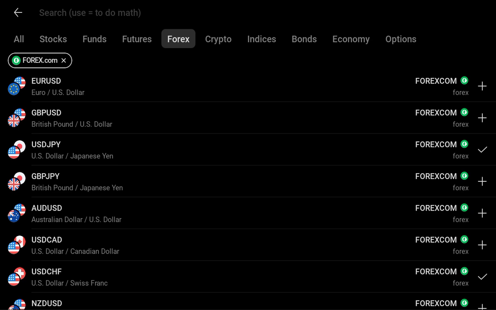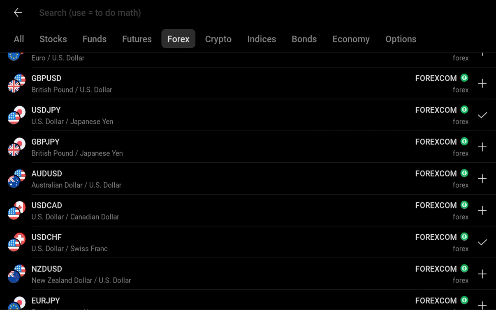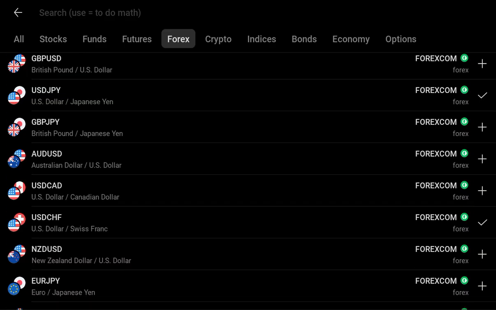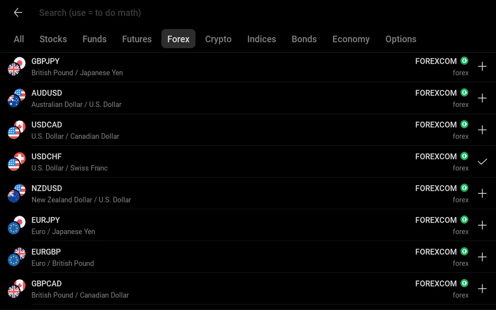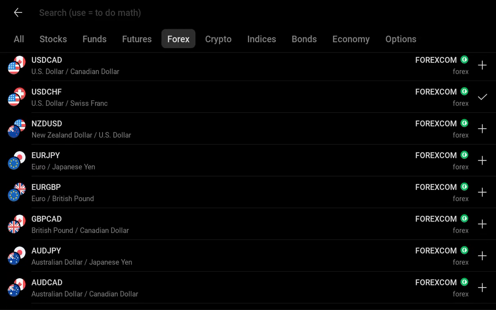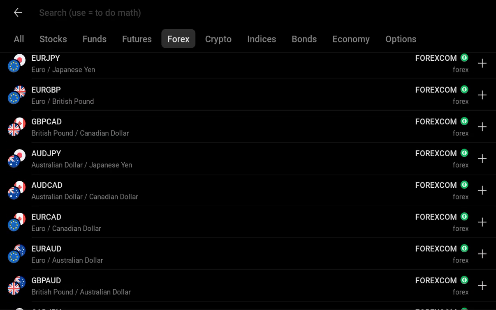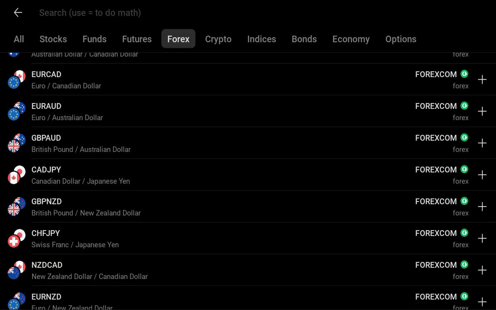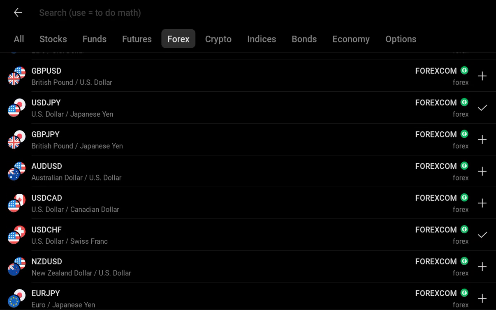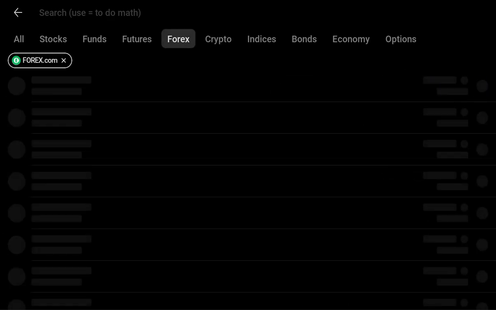So I think the major pairs we have are Euro USD, which is 1, GBP USD, which is 2, United States dollar JPY, that is 3, AUD USD, that is 4, USD CAD, that is 5, USD CHF, that is 6, NZD USD, that is 7. So I think we have 7 major pairs and so on. That is for forex pairs.